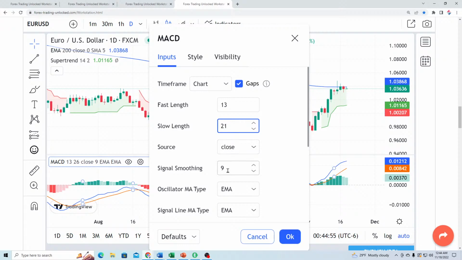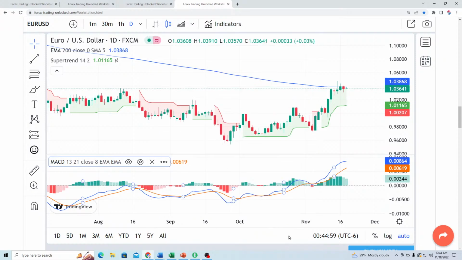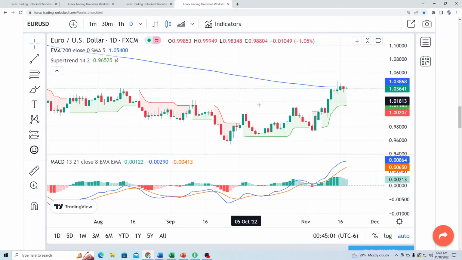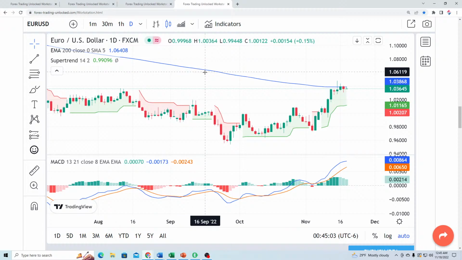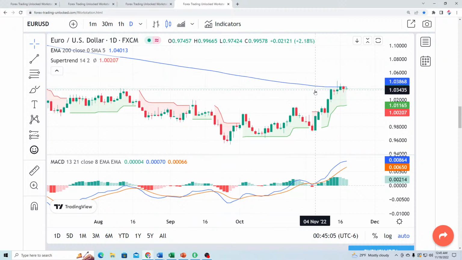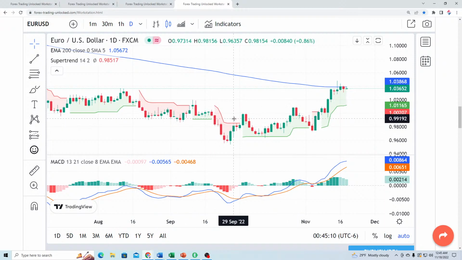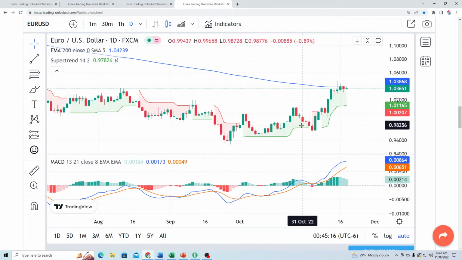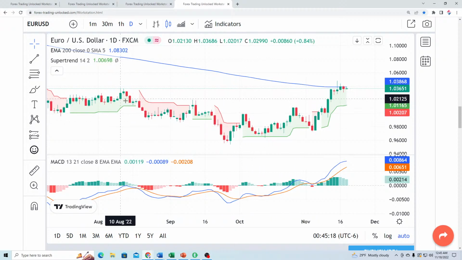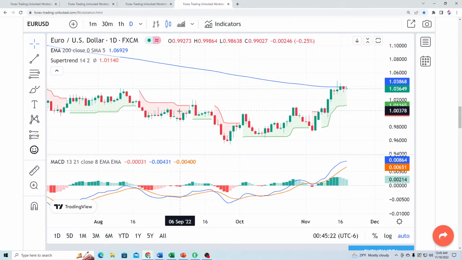And the signal smoothing length here, we're going to change to an 8. Click on OK. And now you can see we have a downward trending moving average here, 200 period. We have a super trend indicator here that when the market rallies above the red line, that gives you this green shaded area. That means the market is bullish. And conversely, when it falls below the green, the market becomes bearish, and that's where the shading is red.